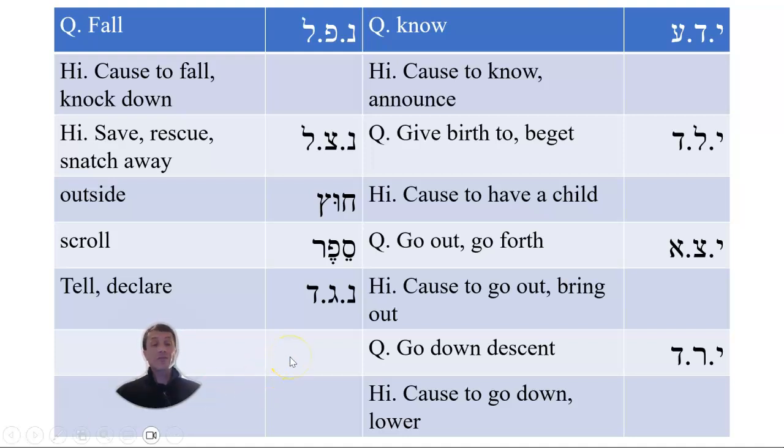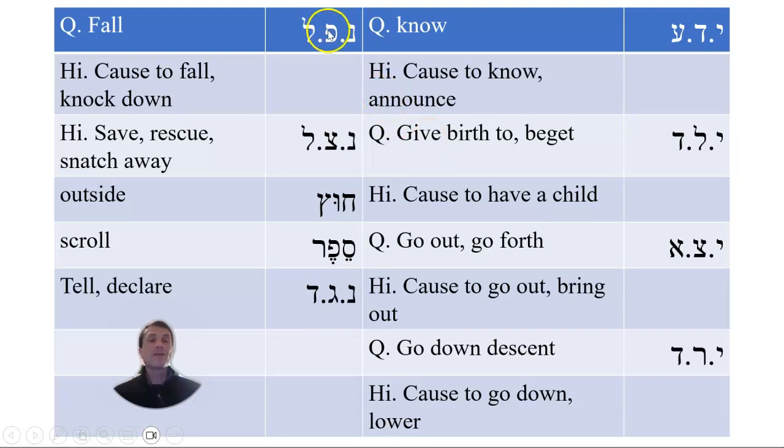The good news is there's a lot of repetition with the vocabulary this week, so most of these words you've already had. Yada in the upper right hand there is to know in the kal stem, to cause to know in the hifil stem. We looked at yalad, which means to give birth or beget in the kal, or the pa'al stem, it means to cause to have a child in the hifil stem. Yatsa means to go forth, go out in the kal stem. It means to cause to go out or bring out in the hifil. Yarad means to go down or descend in the kal stem, and it means to cause to go down or lower in the hifil stem.